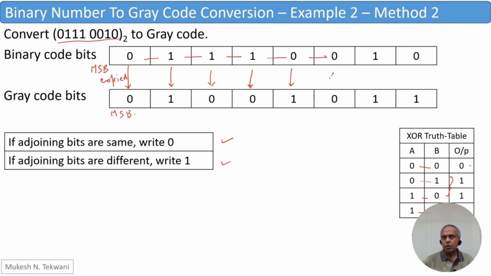Same adjoining bits, 0. Different adjoining bits, this gives us 1, and this again is different adjoining bits, this gives us 1. So essentially we have used the same truth table, but instead of referring to it every time, we just use a simple logic. If adjoining bits are same, write a 0, and if adjoining bits are different, write a 1. And therefore we have the equivalent gray code represented by these bits.